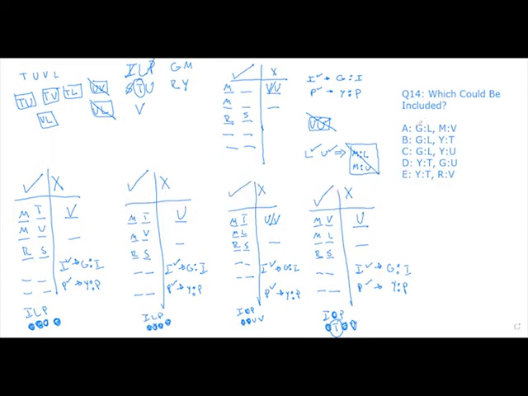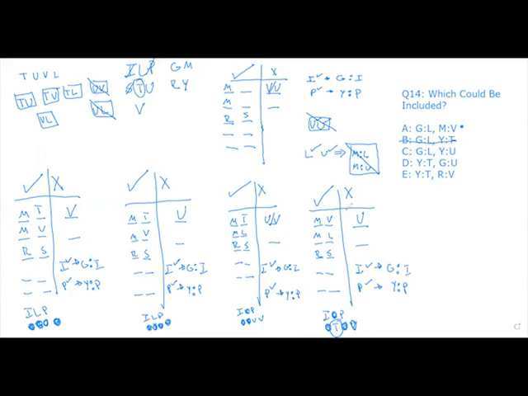Question 14, which could be included? We're given 2 pieces. We got to see if they could work in any world. Answer A, green L, mauve V. Let's find one with a mauve V. Doesn't work here. Possibly here. L doesn't have any rule attached. It could be green. Probably our answer. B, green L, YT. That would mean U and V had to be mauve together because they're the only other pieces that could be mauve.